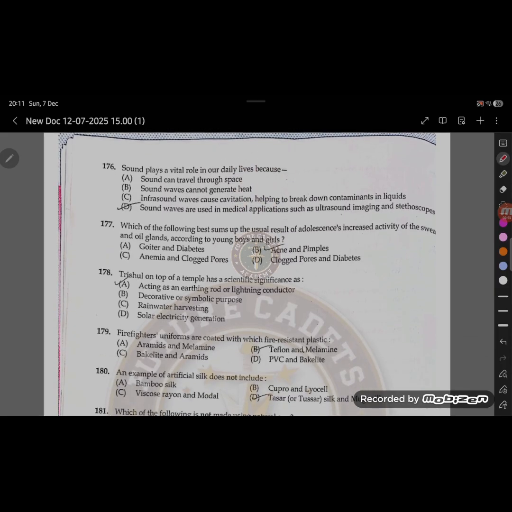176. Sound plays a vital role in our daily lives because sound waves are used in medical applications such as ultrasound imaging and stethoscopes. Yes, definitely. It cannot travel through space, it cannot generate heat, right? And infrasound waves cause cavitation, breaking down contaminants in liquid. No, not this also. D is the correct option here.